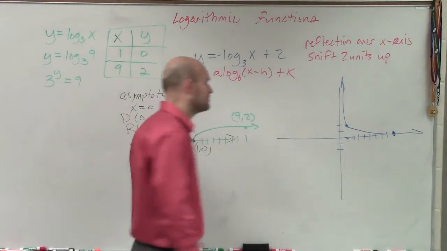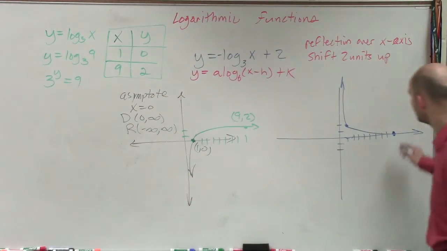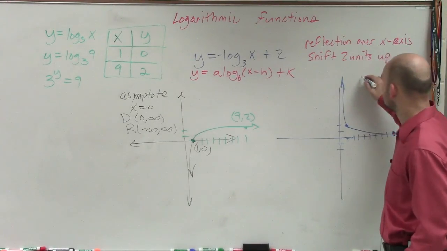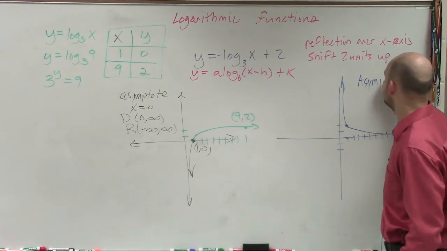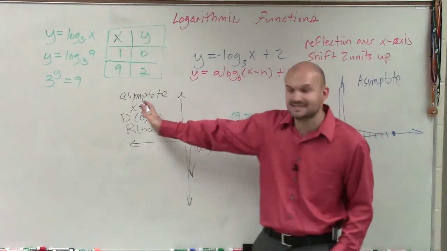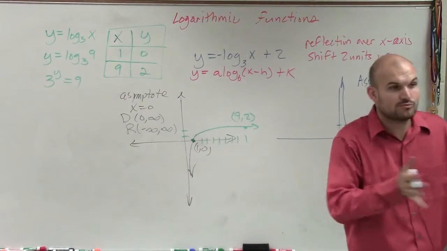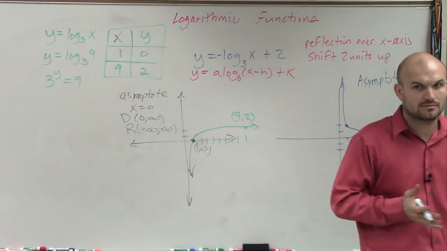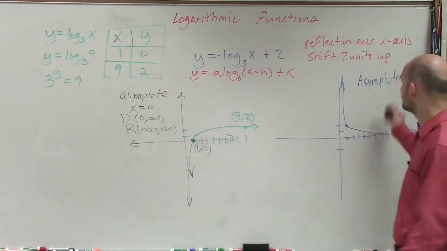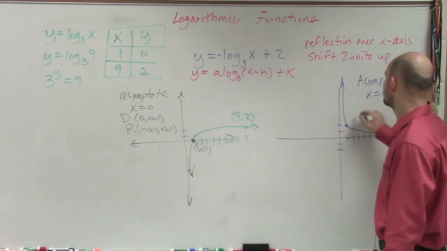Now let's go and determine what we have. So now my graph, you can see actually crosses here, but we're going to show you an algebraic method. So let's go and take a look at my asymptote. Remember, my asymptote is vertical at x equals 0. Did that asymptote move left or right at all? No. It's a vertical line. It didn't shift left or right. So therefore, your asymptote is still x equals 0.